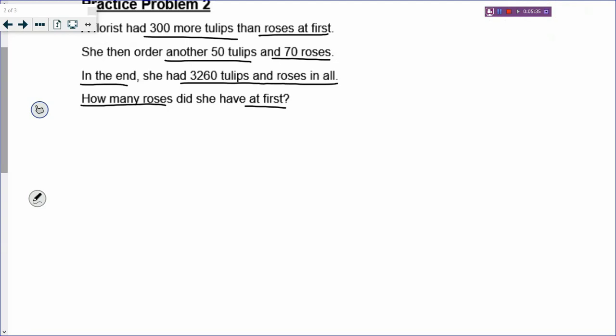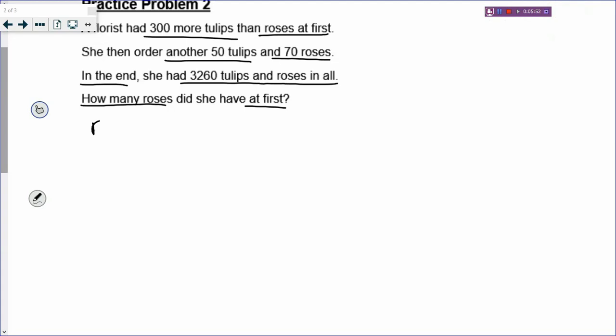She has more tulips in the end. She also has more roses, right? And the total has also increased. In the last question, the total is unchanged. But in this problem, the total has become bigger. Okay, but we can still draw the model, right? So how do you draw?